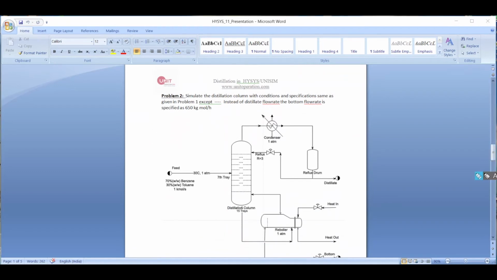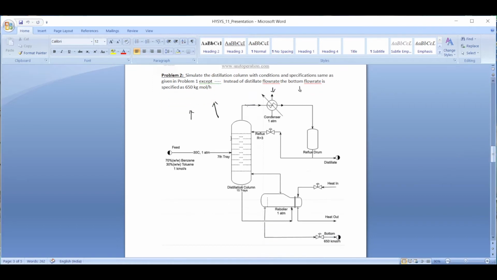In the second problem, if you see, it is a similar distillation column with the conditions and the specifications same as given in problem 1. So all the conditions remain the same as problem 1, except what? That is the distillate flow rate. Instead of the distillate flow rate, the bottom flow rate is 650 here. So what we're going to do here, as you can see, everything else remains the same.